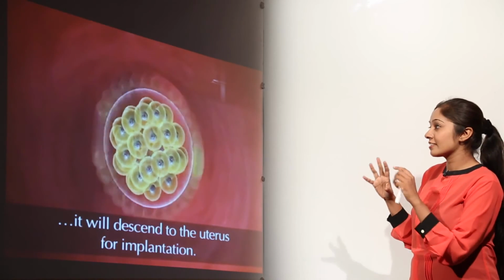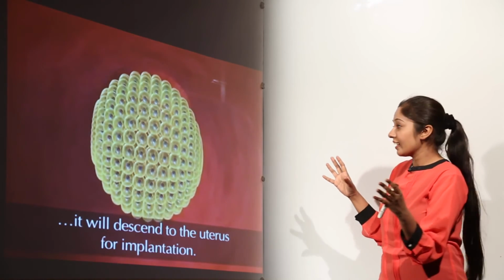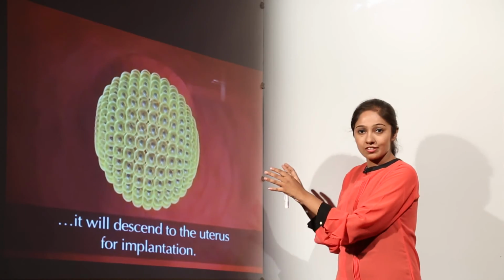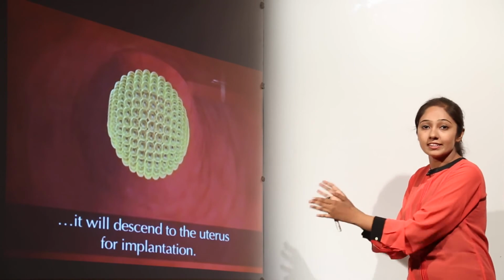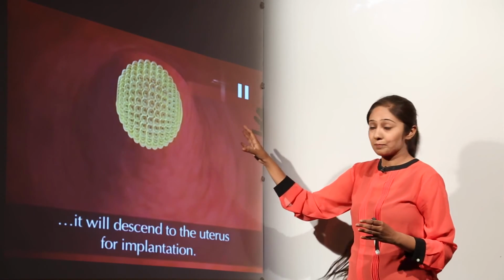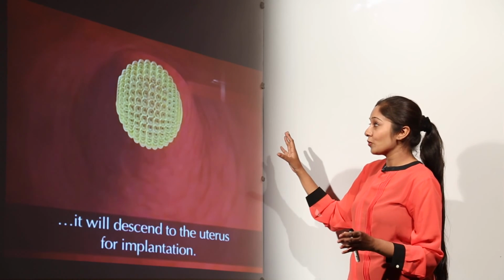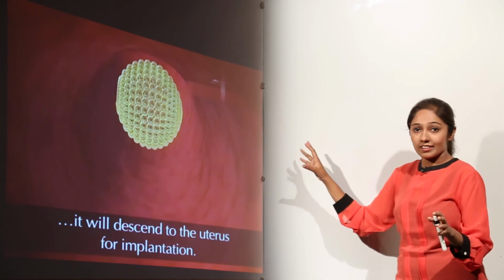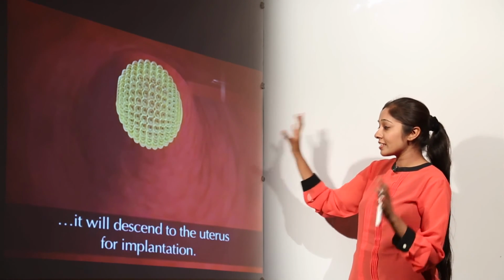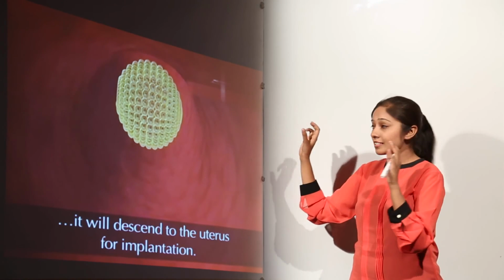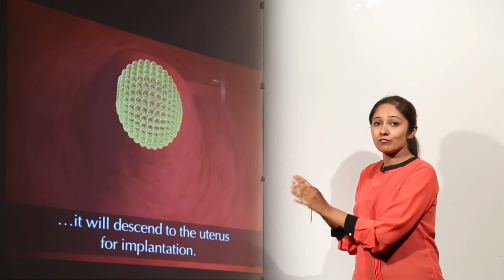Now it is still dividing, and after these divisions, it is going to implant itself into the uterine wall. So this is how this development occurs. The implantation of this multicellular stage in the uterine wall occurs.